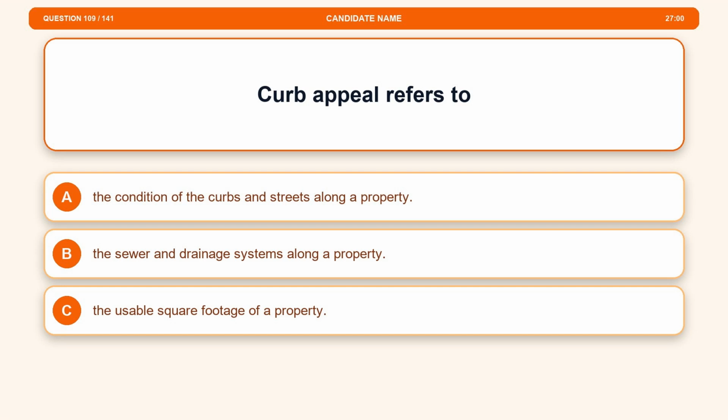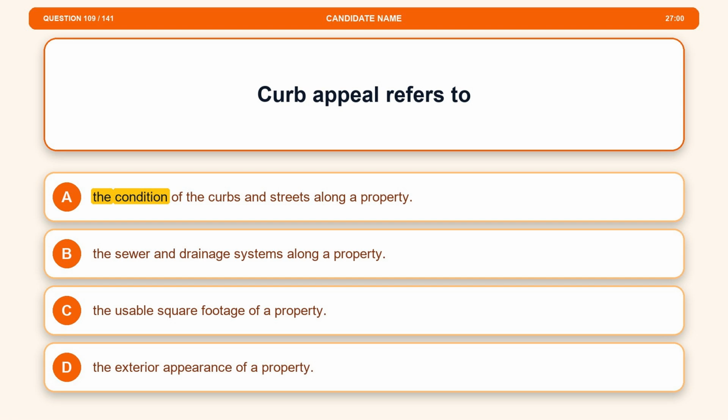Question 109. Curb appeal refers to: Option A, the condition of the curbs and streets along a property. Option B, the sewer and drainage systems along a property. Option C, the usable square footage of a property. Option D, the exterior appearance of a property.